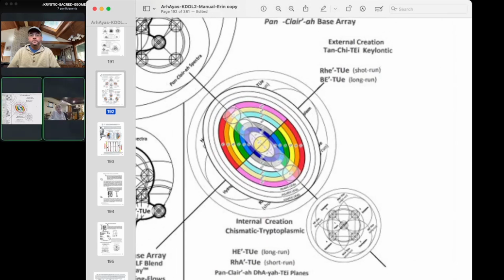So when we're talking about linking to the deity planes, this is what we're talking about. We're talking about our external creation, chelantic anatomy, linking with this chismatic tryptoplasmic internal creation anatomy that's here, that's still part of our same Fe ball. Okay, these are our deity planes. It's like a perfected version of external creation. It's like the original intention for the external creation that's existing here is found in internal creation. It's like that perfected version of it.